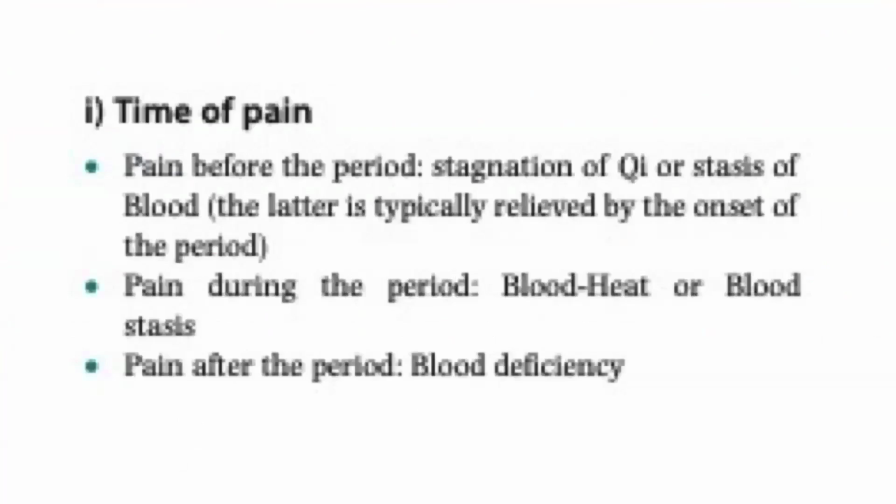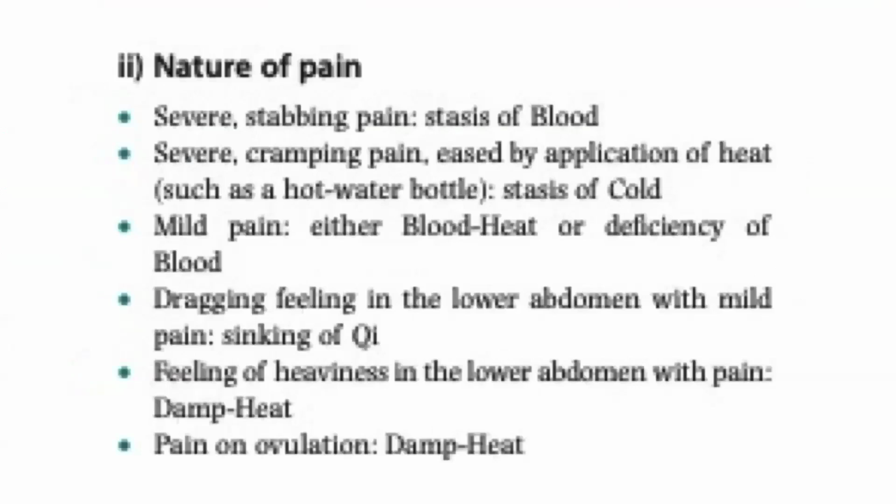There is stagnation of chi or stasis of blood. The latter is typically relieved by the onset of the period. For pain during the period, it's blood heat or blood stasis. Pain after the period signifies blood deficiency.